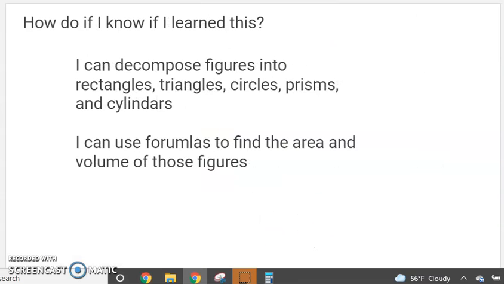So do a little check for yourself to see if you need to watch or try any of this again. When I show you a figure like this, could you decompose it into things like rectangles, triangles, circles, prisms, and cylinders? And then could you use formulas to find the area and volume of those part figures to find the whole thing? So hopefully you feel good about it. Hopefully it wasn't too overwhelming, and we'll do one extra example in class tomorrow, and I'll see you then.